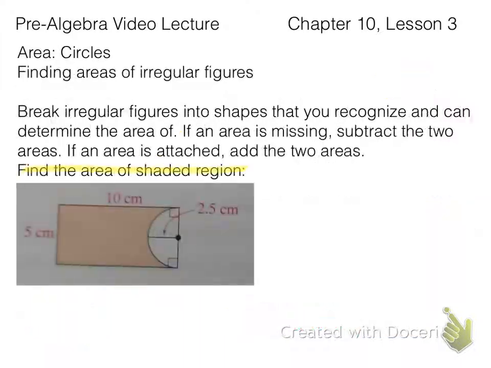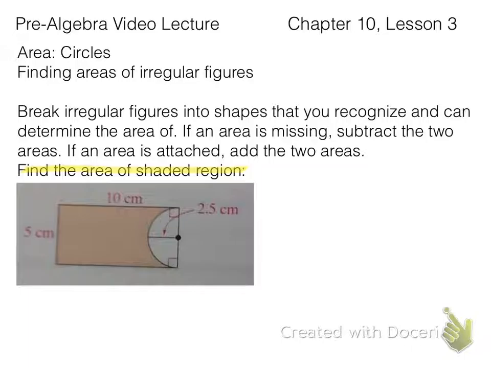territory. All right. So finding areas of irregular figures. When we have a crazy shape that is not quite rectangular or not quite circular or not quite triangular or trapezoidal or any of those other things, we can break irregular figures into shapes that you can recognize and can determine the area of.